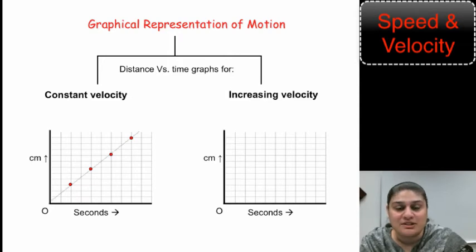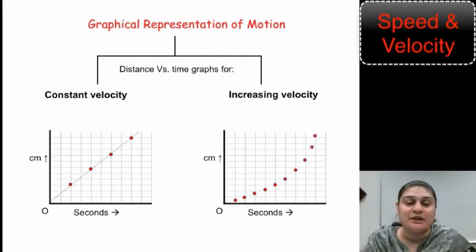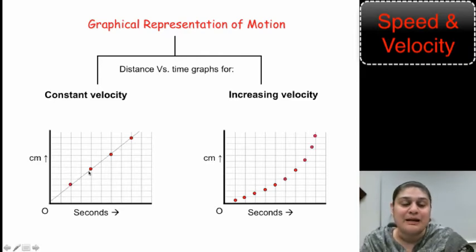For an increasing velocity, the graph will look something like this. If you notice, for constant velocity the gaps, or the distance between these points, remain constant as time increases. Whereas if you are speeding up, the distance traveled here will be more than the distance traveled here. So this graph is now a representation of an increasing velocity graph.